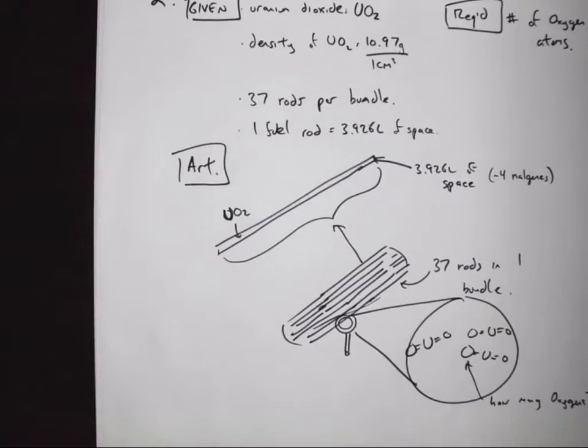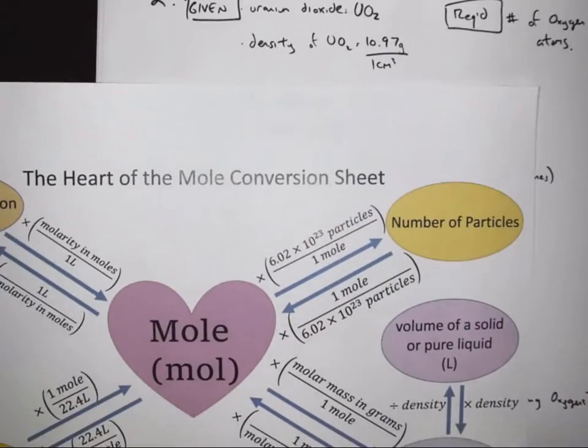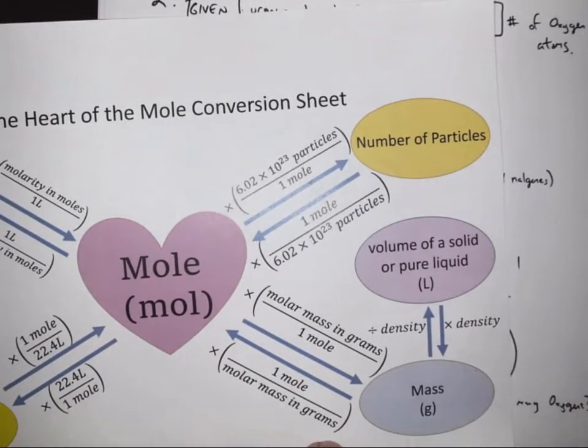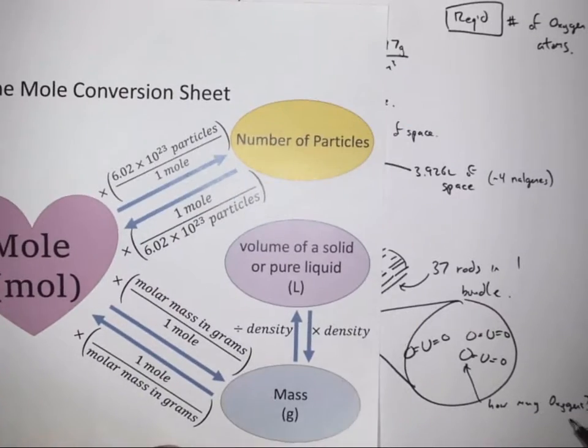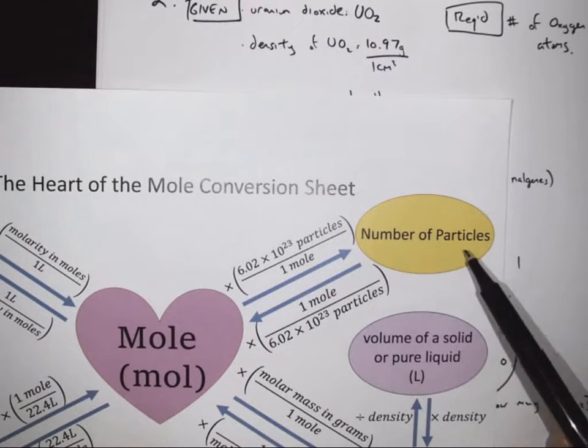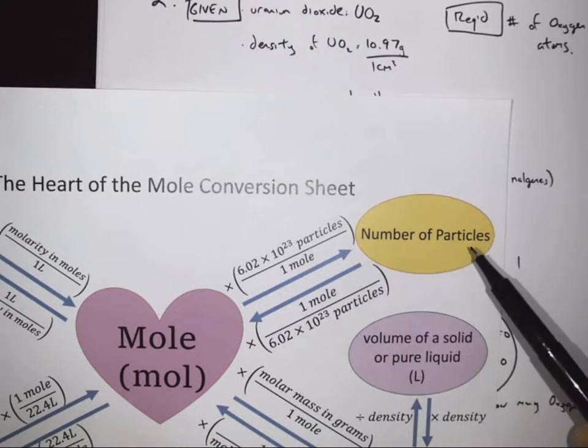So let's take a look here. Maybe with all this information, there's one thing we know for sure. We're asked how many oxygens. So we're probably going to need to find out how many uranium dioxides there are. Okay.